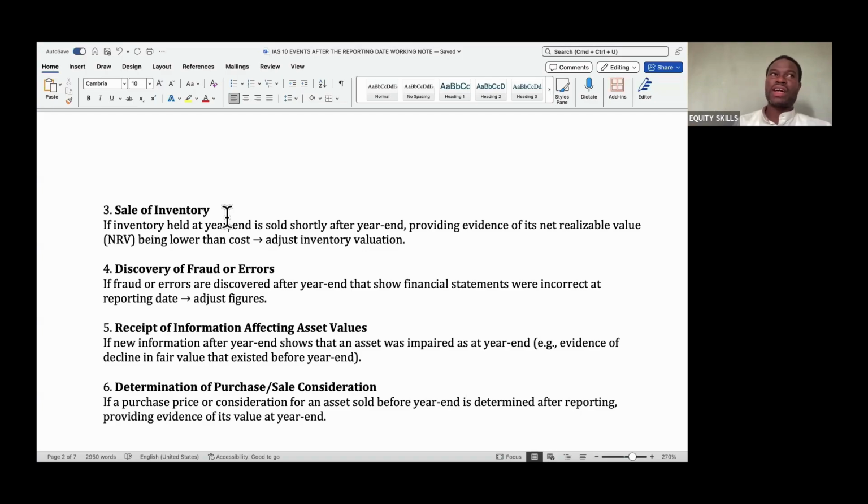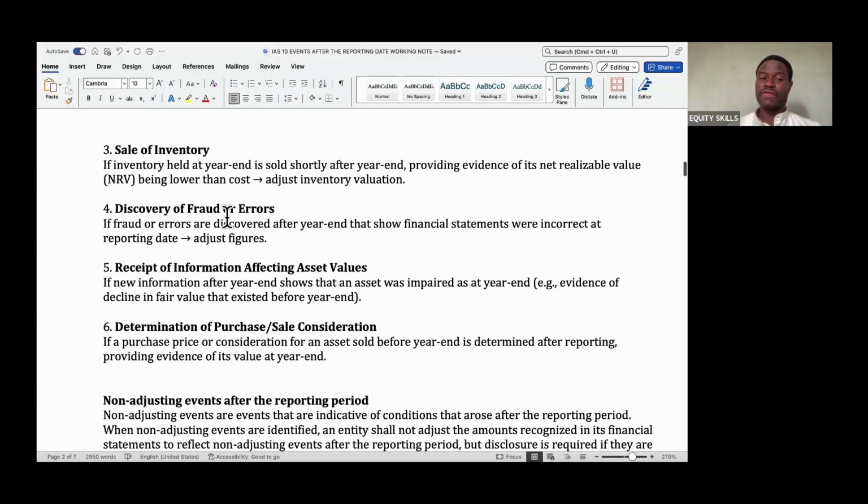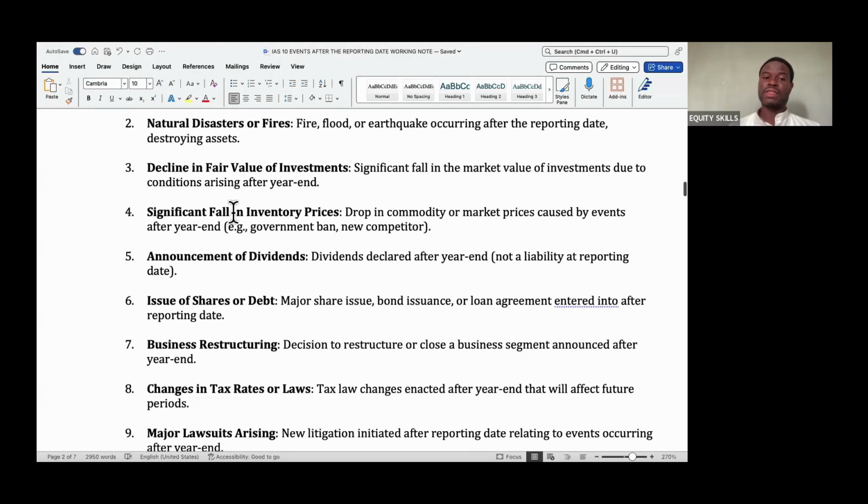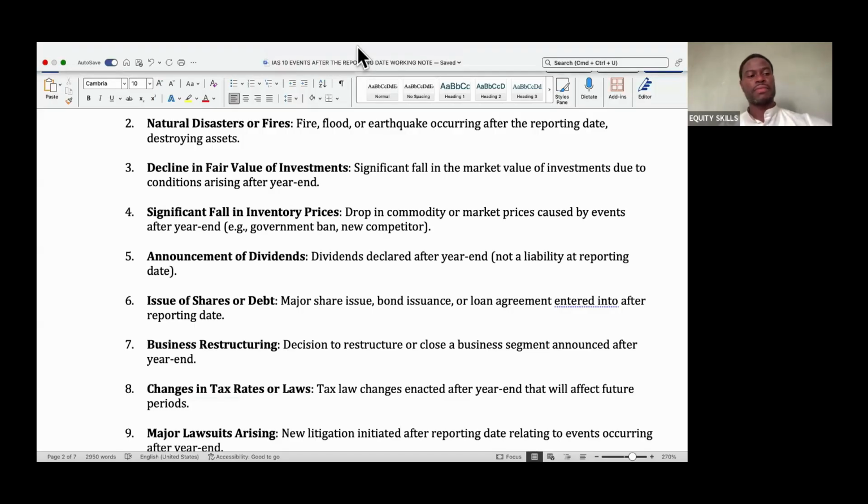So what we are saying is that if you sold that inventory immediately after the year end and you saw that the selling price is low, then go and adjust your inventory valuation. That's different from this other one, where there was a policy. If there's a government policy, everybody will know. If there's a new competitor, everybody will know that this is why prices are falling. Then you know that one is non-adjusting, because the event is happening this year. It's a new event. Okay, Lukman, is it clear?